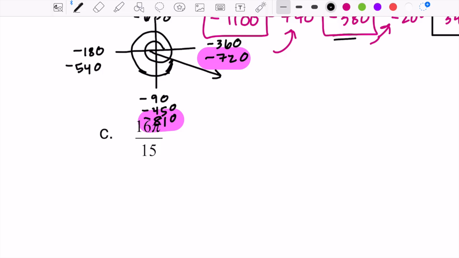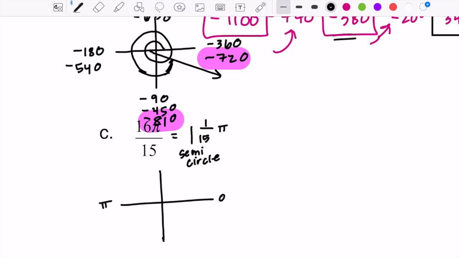So what I want you to do is convert this to a mixed number. So this is 1 and 1/15 of pi. And then remember, the 1 represents a semicircle, not a whole circle. So what that says is that this is pi, this is 0. You're going to go to this, and I always like my students to change this to whatever the fraction denominator is. So you're going to go to 1, and then you have another 15th.